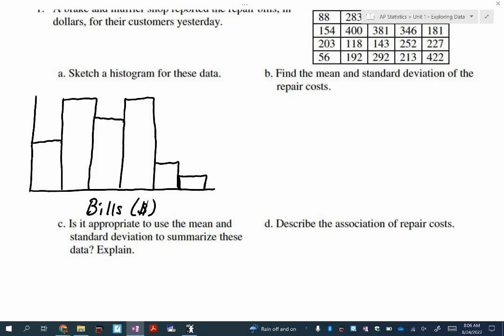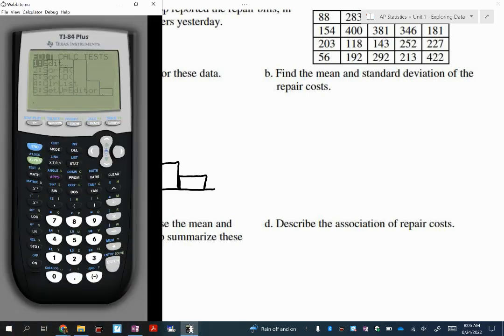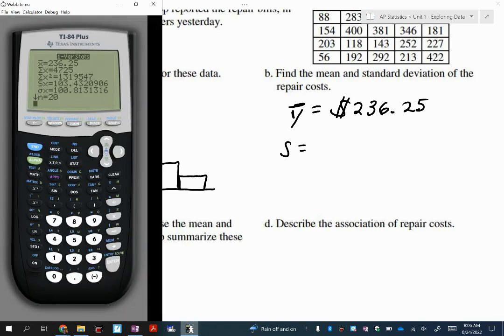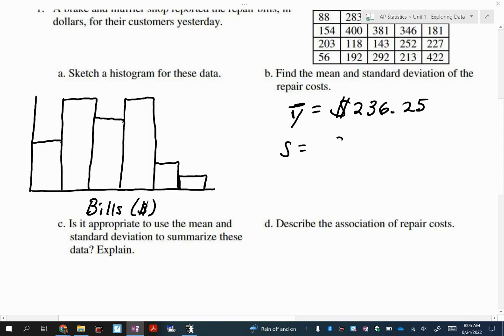All right, so let's get the statistics here. Let's go to Stat and then over to Calc. One-Var Stats, this is our one quantitative variable for repair bills. It's in list one, don't need to worry about frequency, so let's calculate. All right, so x-bar is $236.25, so the mean is $236.25. And the standard deviation, that lowercase s, is $103.43.